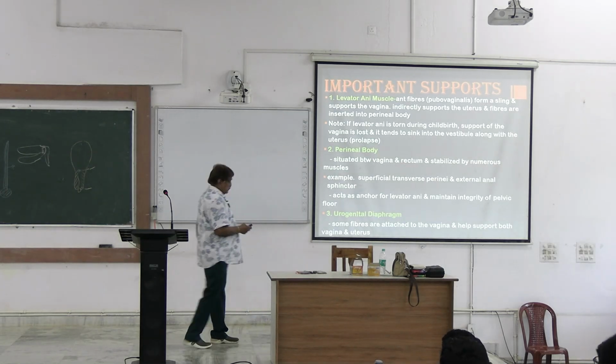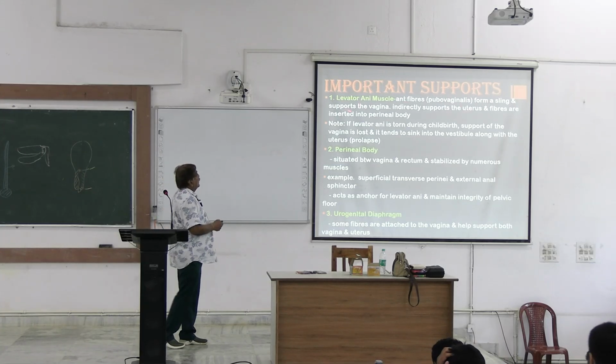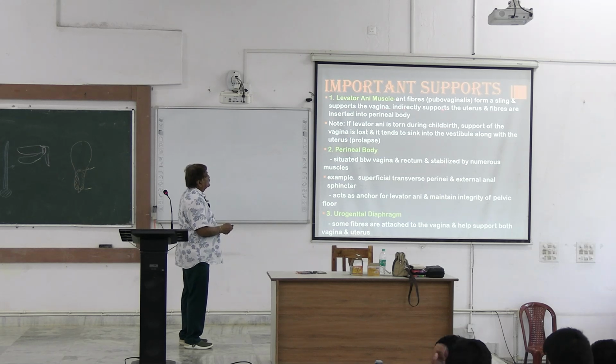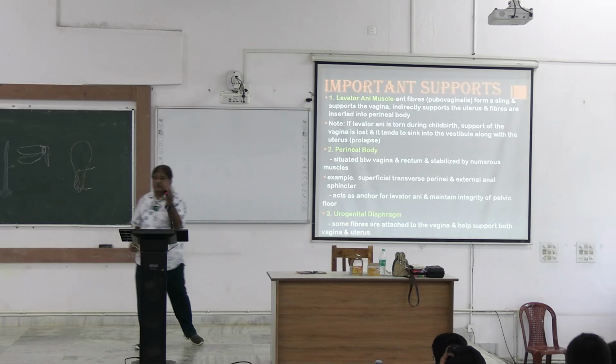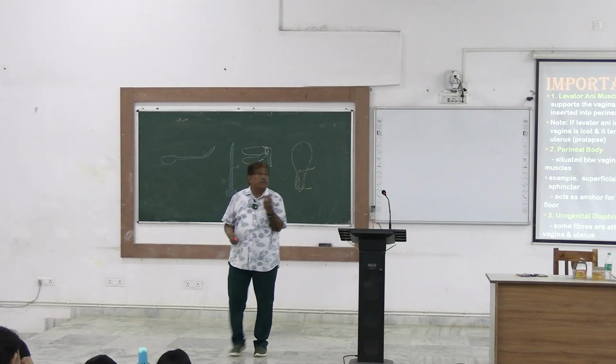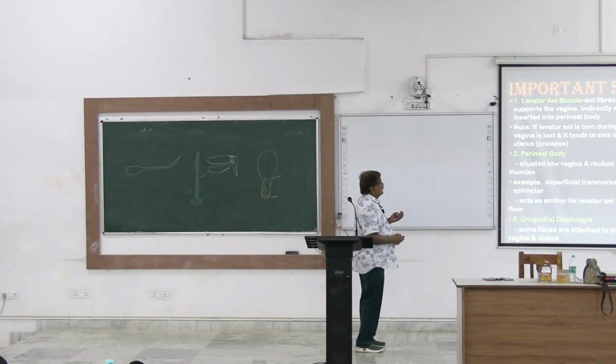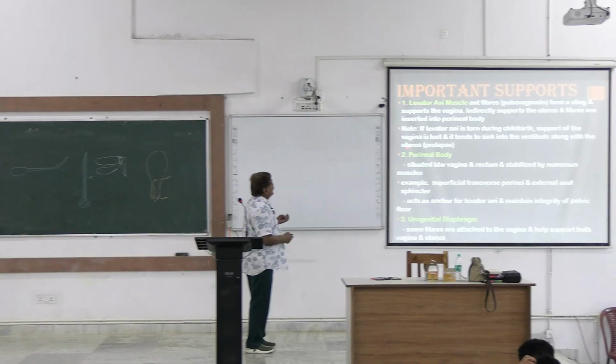Now, important supports: the levator ani muscles. The anterior fibers, pubovaginalis, form a sling and support the vagina, indirectly support the uterus, and are inserted into the perineal body. Note the perineal body; it is a structure, I'll show you the illustration.